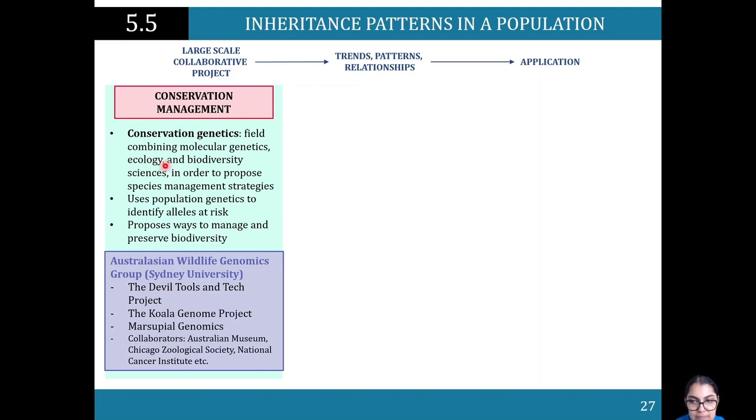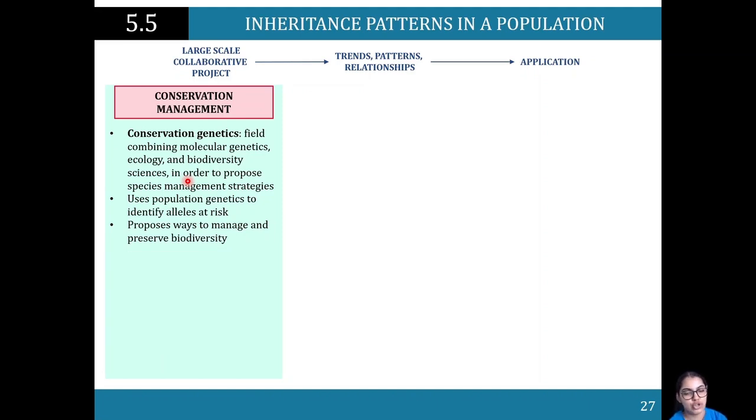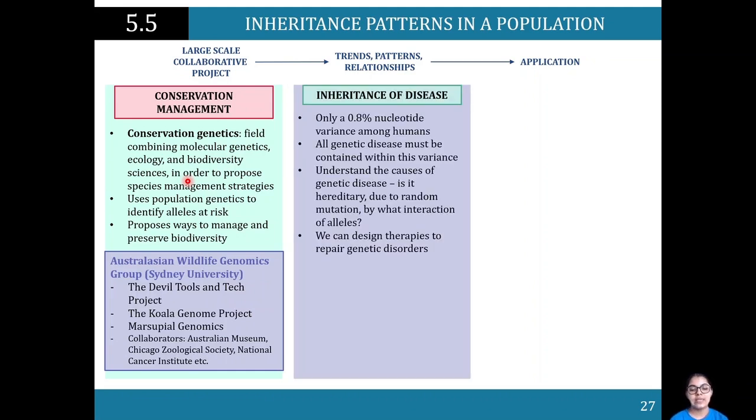Firstly, we have conservation management. Conservation genetics is the field of biology where we combine molecular genetics, ecology, and biodiversity to propose species management. This process uses population genetics to identify any alleles that are at risk and proposes ways to preserve the biodiversity. An example of a group that does that is the Australasian Wildlife Genomics Group, which is found in the Sydney University, and they have projects like the Devil Tools and Tech projects, the Koala Genome Project, and also the Marsupial Genomics.